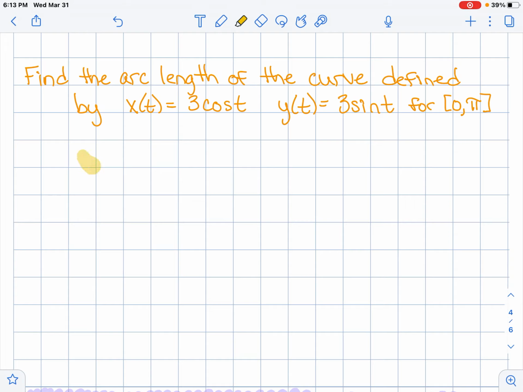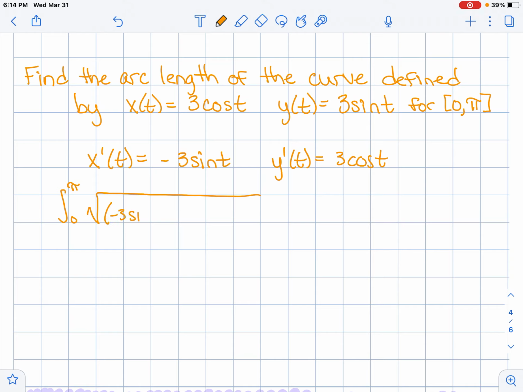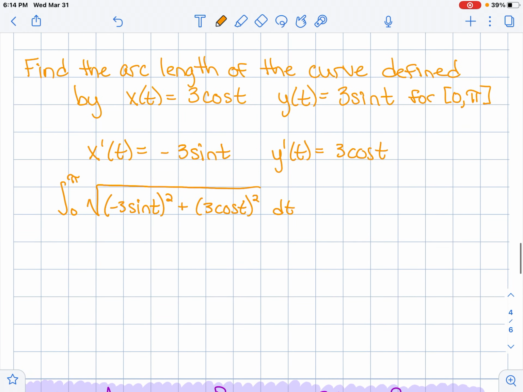All right, first thing I need to find is x prime of t. The derivative of 3 cosine t is negative 3 sine t. The derivative of y of t, y prime of t, is 3 cosine t. I'm going to find this length from 0 to pi, so I'm going to integrate from 0 to pi the square root of negative 3 sine t squared plus 3 cosine t squared. If I square each of those, I get 9 sine squared t plus 9 cosine squared t.